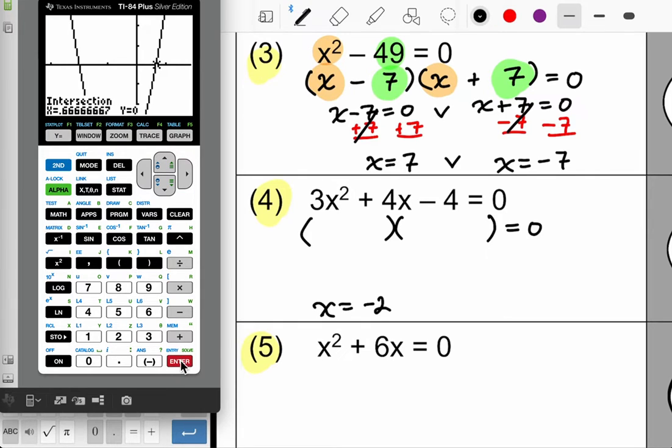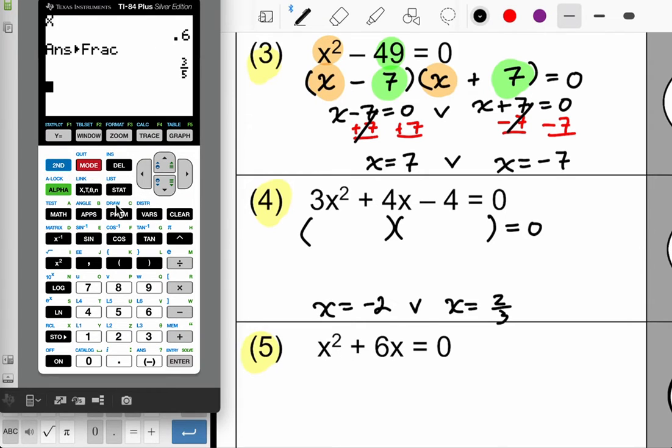Enter, enter, enter. That one's 0.6 repeated, which, you know, hopefully you recognize as 2/3, but maybe you don't. If you don't, then you got to do that extra step. You go into the home screen, second mode. You type in the x value, brings up the decimal. And then you hit math option 1 to convert it over to fraction form.